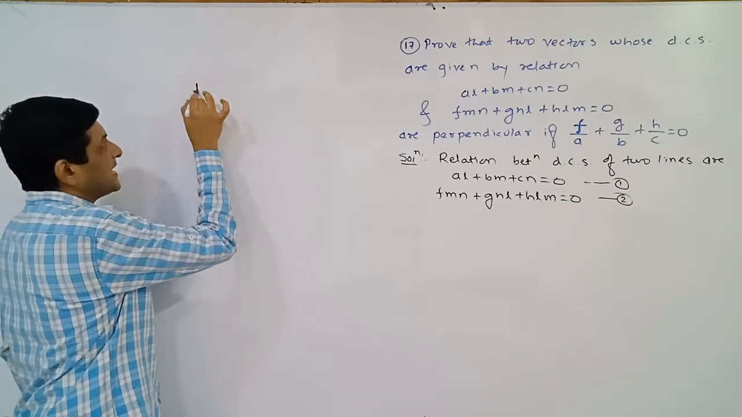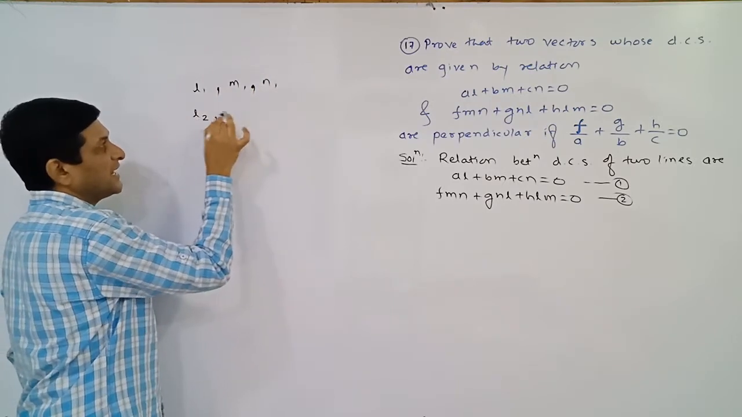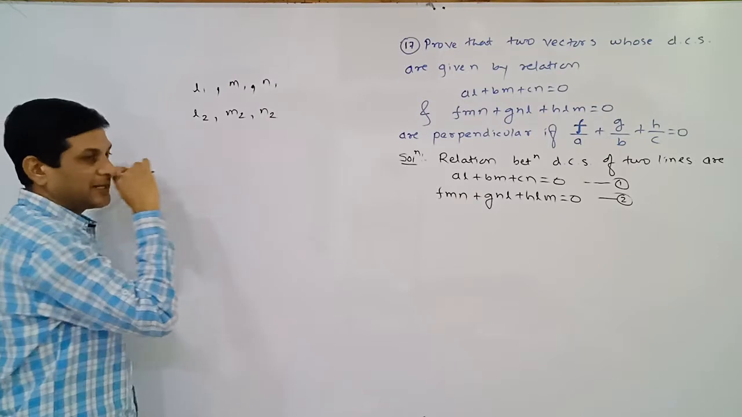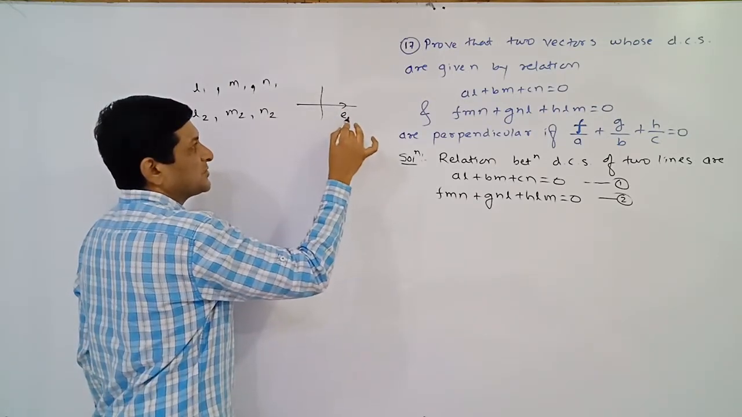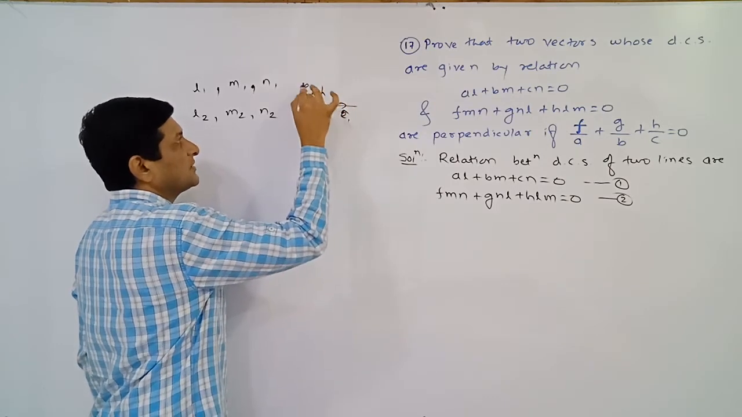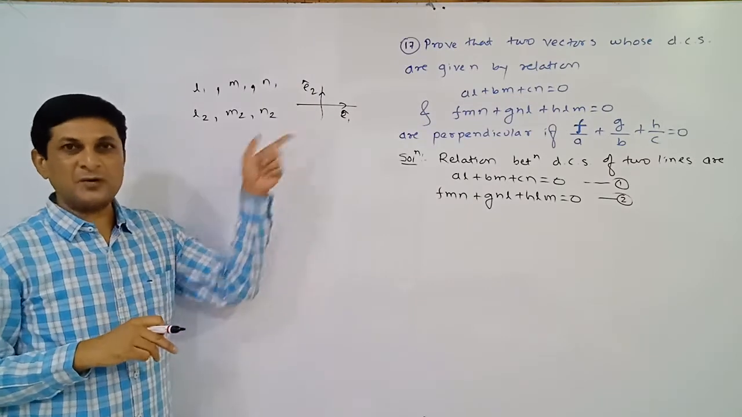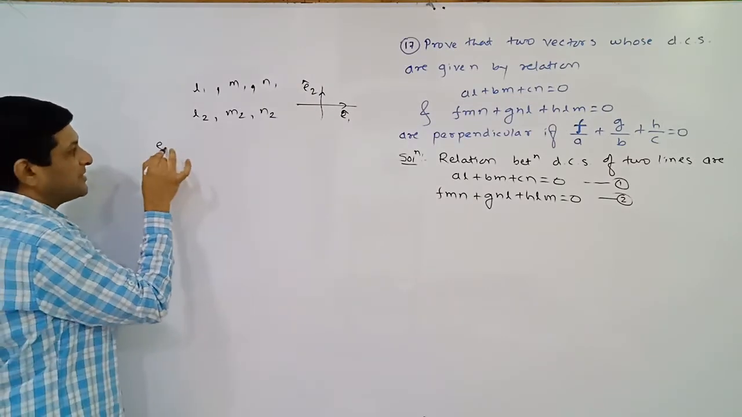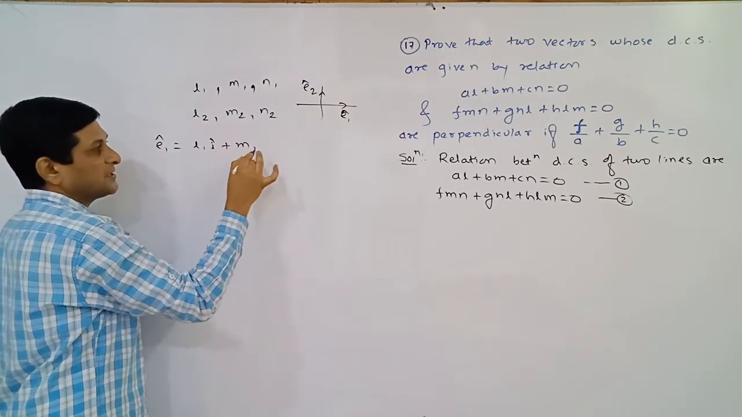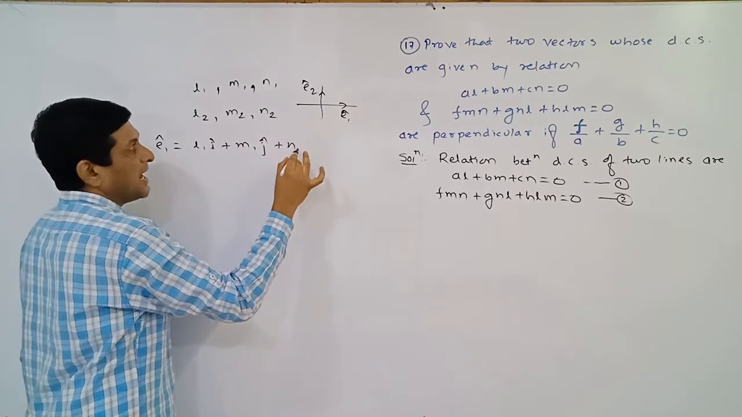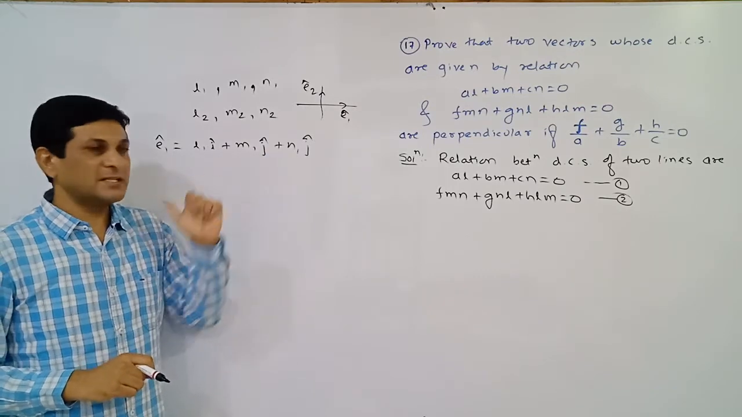If I suppose that l1, m1, n1 are the direction cosines of the first line and l2, m2, n2 are the direction cosines of the second line, which are perpendicular to each other. Now I suppose that e1 cap is the unit vector along the first line and e2 cap is the unit vector along the second line, which are mutually perpendicular. So what will be the value of e1 cap? If direction cosines are given to us, then we have already seen that we are able to find the unit vector along that line, and that unit vector is l1 i cap plus m1 j cap plus n1 k cap.